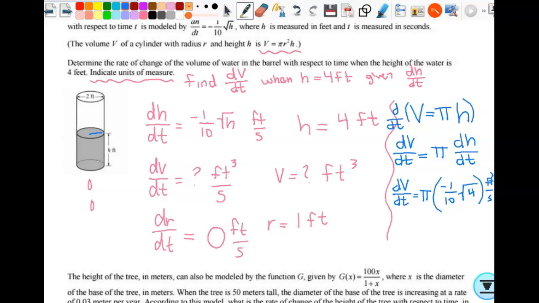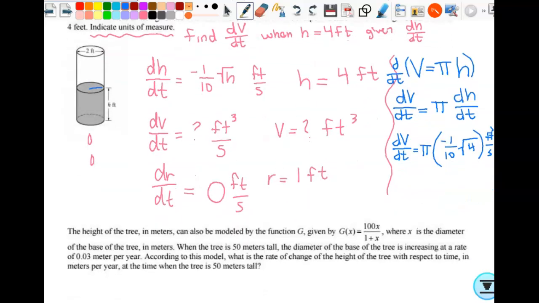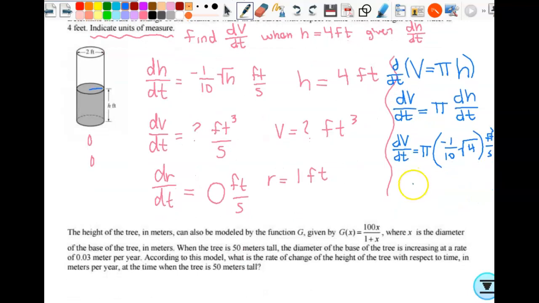All right, any questions on this one? You can stop, but this one's not that hard to simplify. What's the square root of 4? 2. And then, negative 1/5 pi. So if it were a multiple choice question, what do we got? Negative pi over 5 cubic feet per second. And that's it, actually. It's a time test.